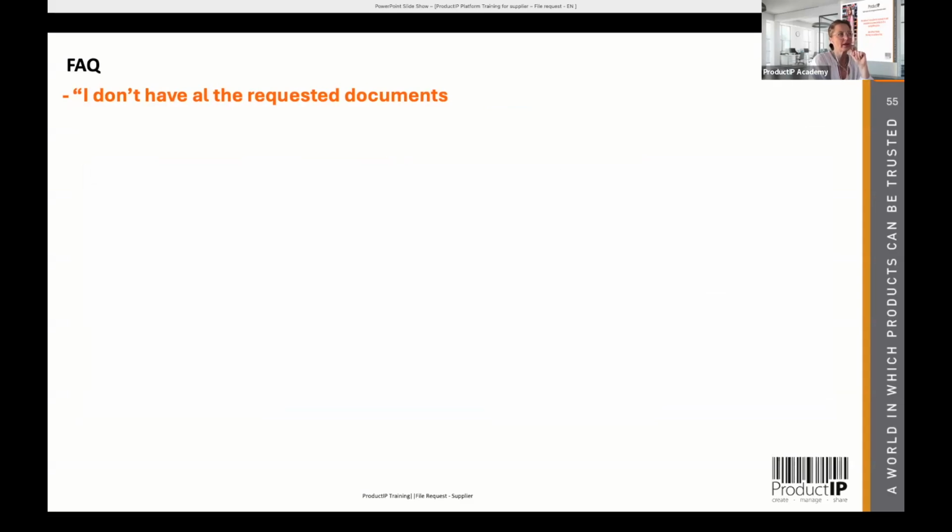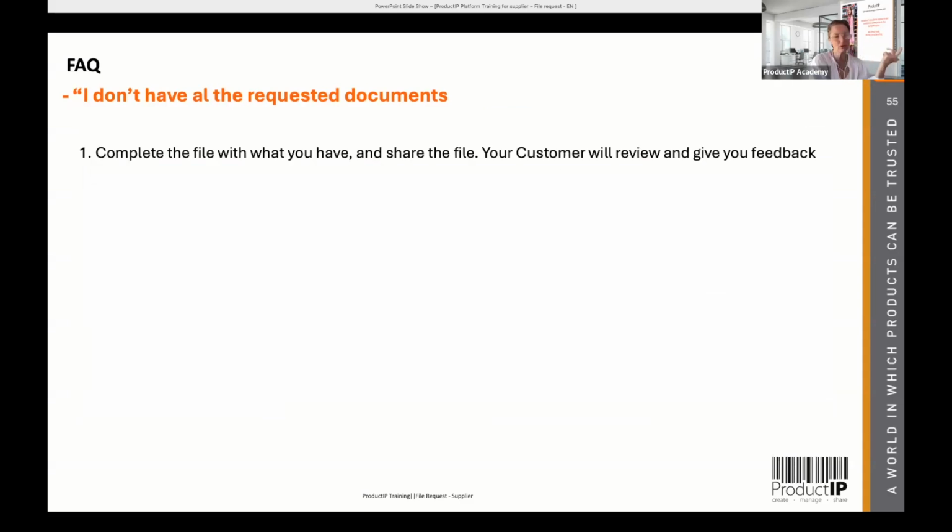What if I don't have all the requested documents? One, you can complete the file with what you have. And if you think, yes, this is enough and it shows the compliancy of my product, share that with your customer, and your customer will review it and give you feedback. Maybe they think this is not sufficient, or maybe they think it's sufficient because I'm responsible for the documents that are still missing. Or what can happen is that you have to request them from your supplier, because you are also in the middle and you have a whole tier of suppliers in this chain.